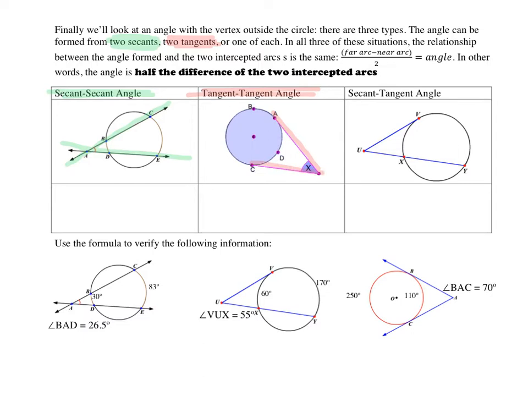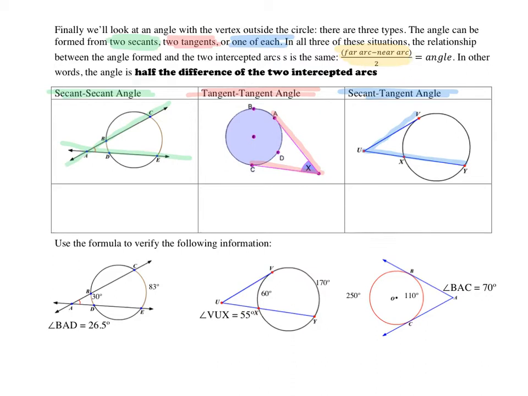And it can happen if you have one of each, a secant and a tangent. So we have a secant-tangent angle. We've got one tangent and one secant. The good news is, again, just like last time, all three of these situations end up giving us the exact same formula. That formula tells us we take the far arc, subtract the near arc, and divide by 2.